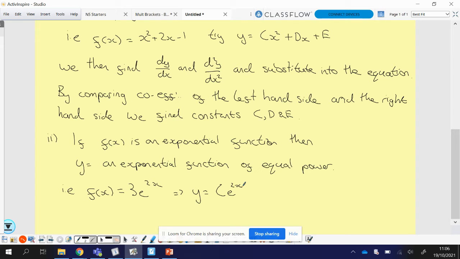Then we would do the same thing: differentiate it once, differentiate it twice, substitute those in, then work out what the constant c actually comes out to be. But we would make sure it matched like that. That's probably one of the easier ones to understand the matching part of it. Does anyone have any questions at that point?